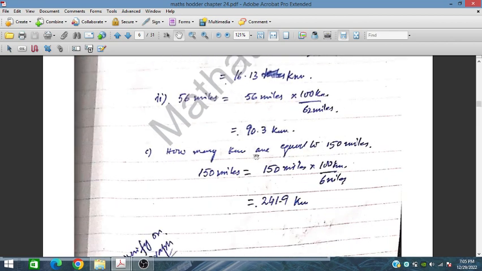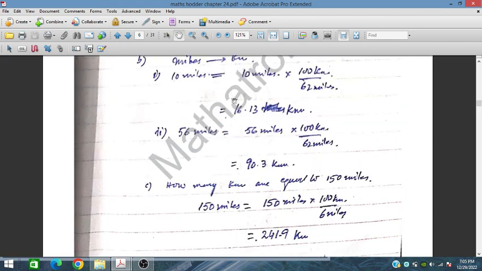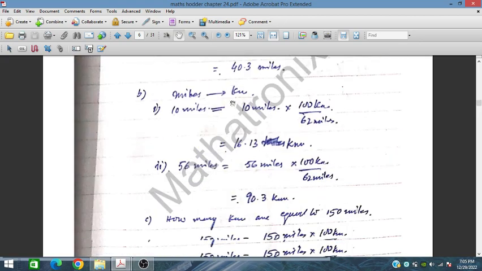So how many kilometers are equal to 150 miles? 150 miles into 100 kilometers divided by 62 miles. The miles will cancel and the numerical value appears with kilometers. So 150 miles is equal to 241.9 kilometers, which is close to 242 kilometers, and this can all be verified on the graphs.